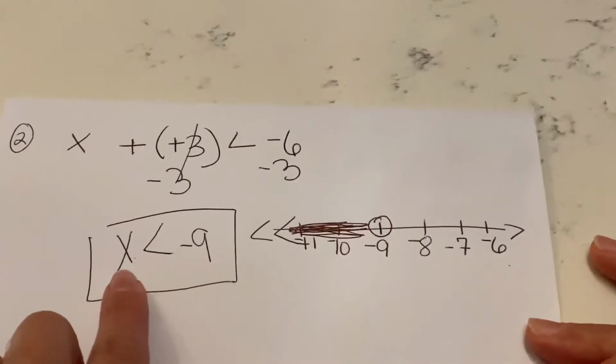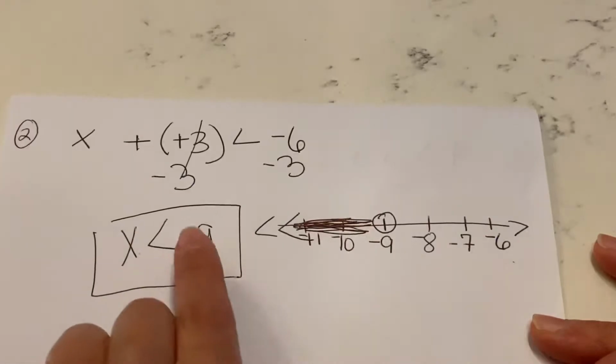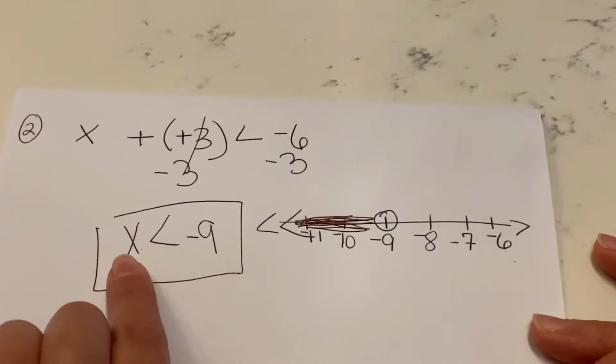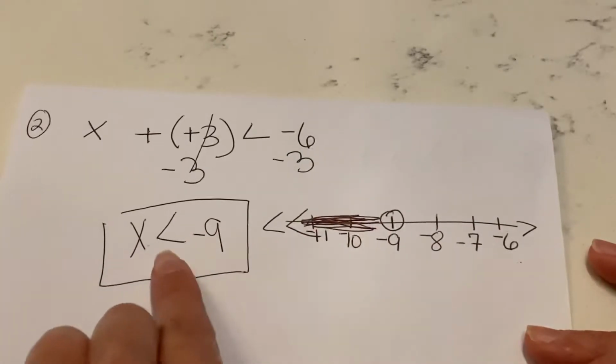Because remember, X represents all the numbers that are able to be. What are all the numbers in the solution set that will make the statement true? And it represents all the numbers to the left of -9. So this is your answer complete.